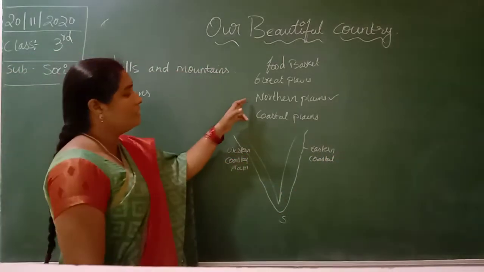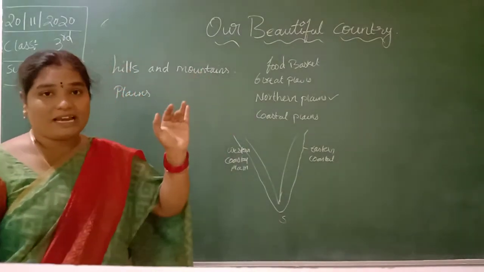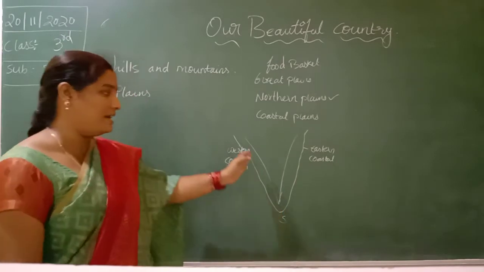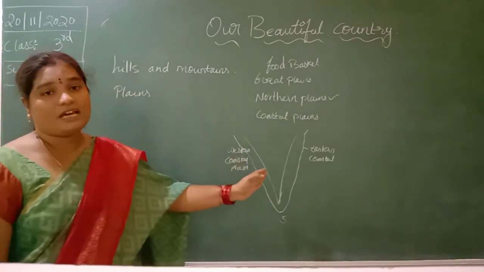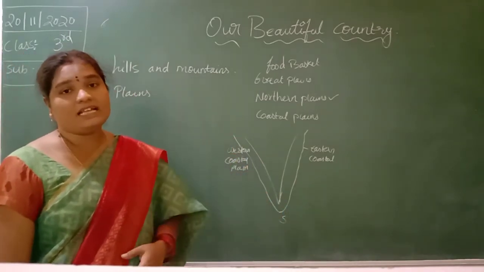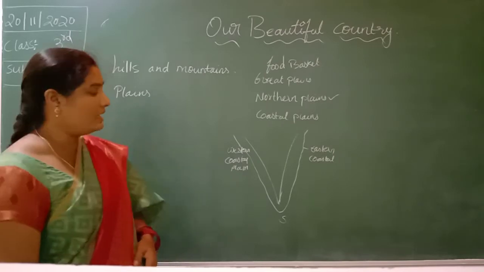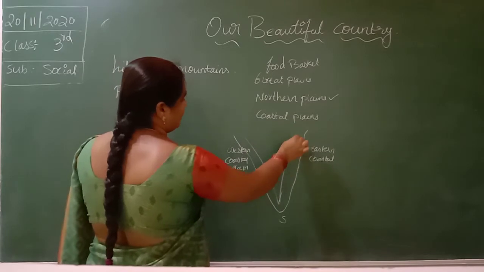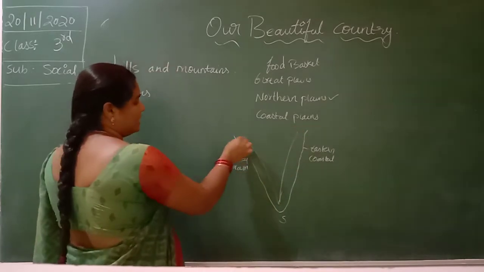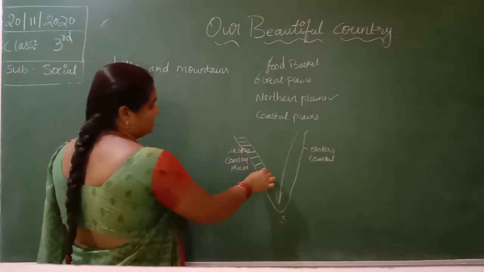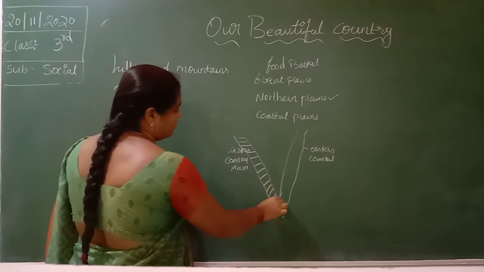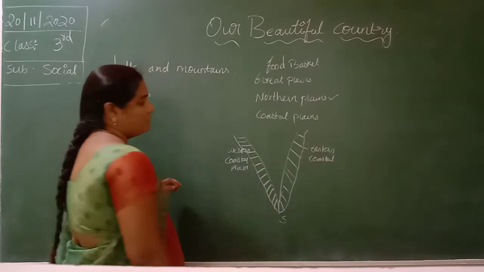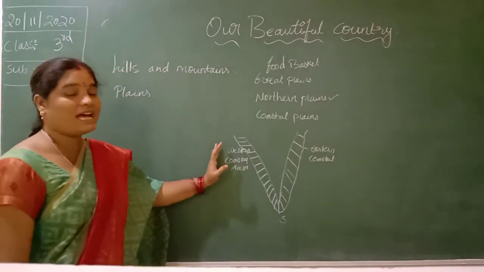The northern plains are located towards the Himalayas. These coastal plains are located at the edges of our country, at the southern part of our country. This part is known as the plains. Why do we call them coastal plains? Because this region is towards the sea.